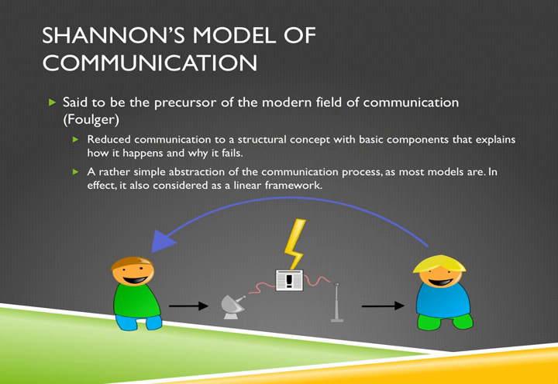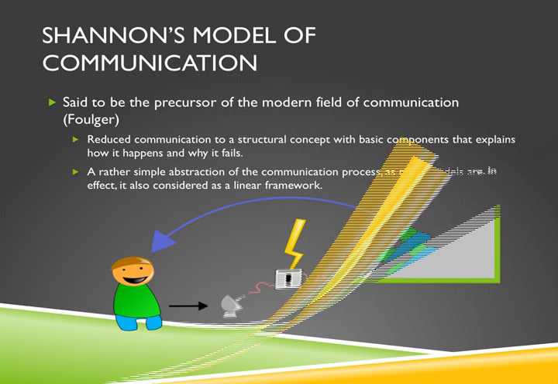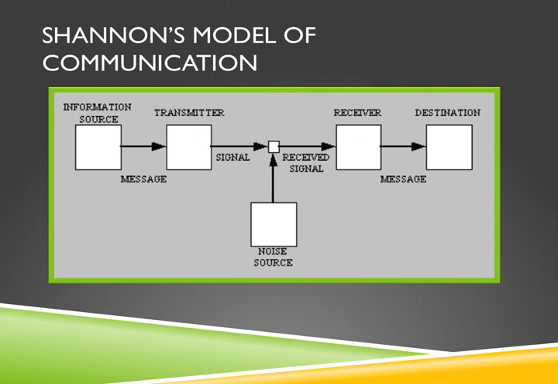Shannon's model of communication, said to be the precursor of the modern field of communication, Fowler, reduced communication to a structural concept with basic components that explains how it happens and why it fails. A rather simple abstraction of the communication process, as most models are. In effect, it is also considered a linear framework.